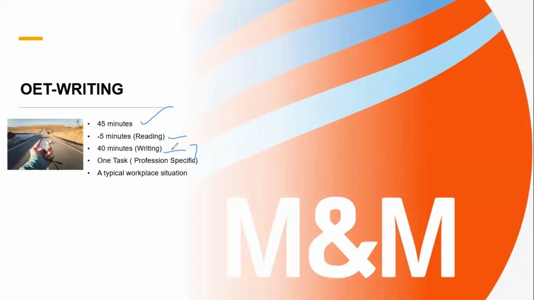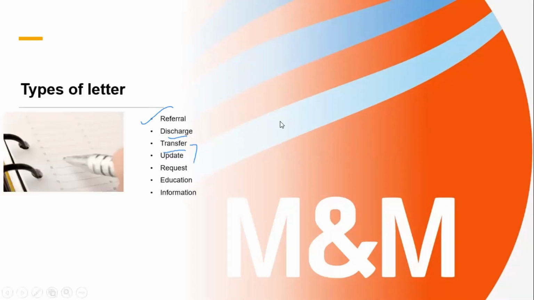There will be only one profession specific task. Okay, there will be only one profession specific task. It means that you just use one task to complete your writing, right? It could be, maybe, different things such as your referral. These are different types of letter, right? We can see there. But the most common types of letter are these first three or the fourth one: the referral letter, the discharge letter, the transfer, and request letter.